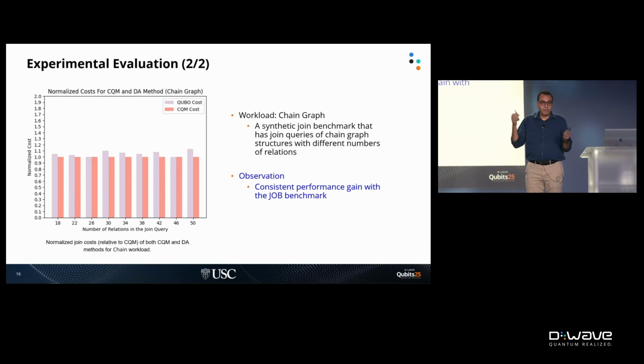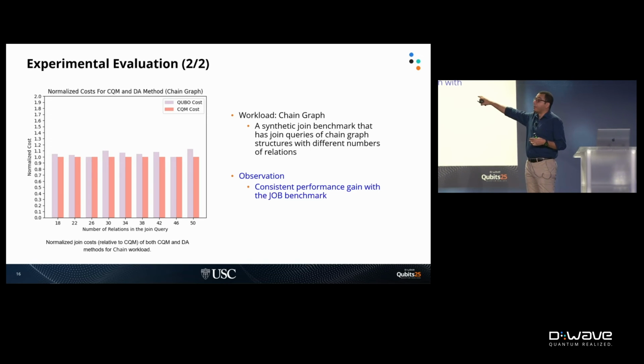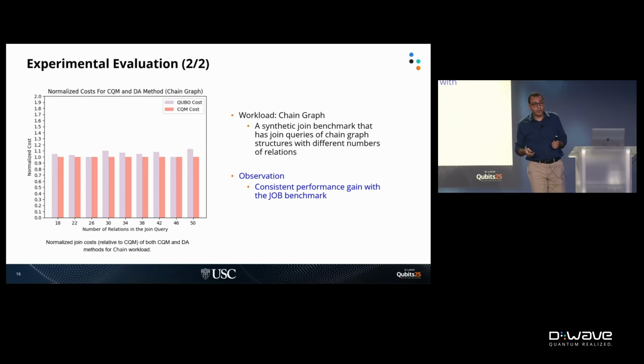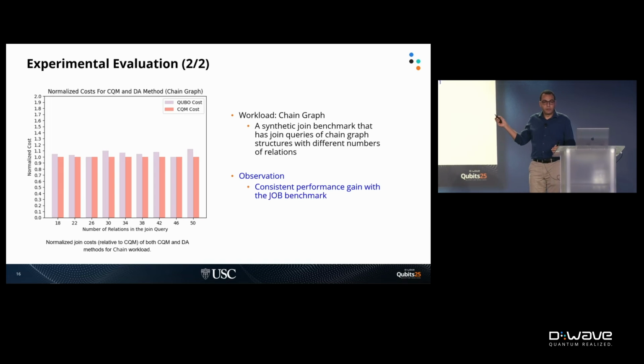And you can imagine, I mentioned with 18 relations, we have more than 10 to the power 23 possibilities. With 50, it will be way, way more than this. And as you can see, we still have better performance gain. And this is consistent with what we had in the JOB workload before. OK? So now, since I finished the experimental part, let's move to the fun part, which is the demo that we are going to present here.